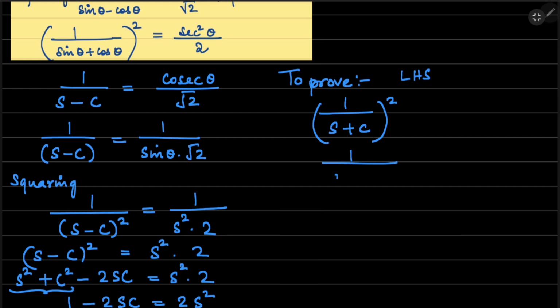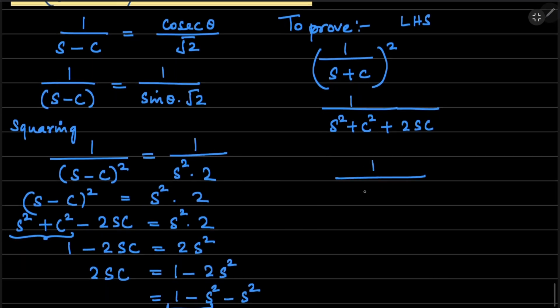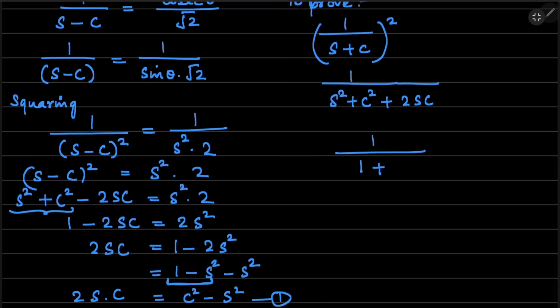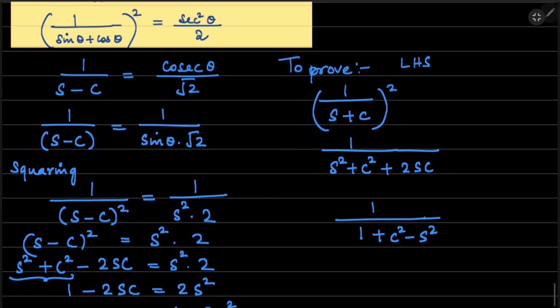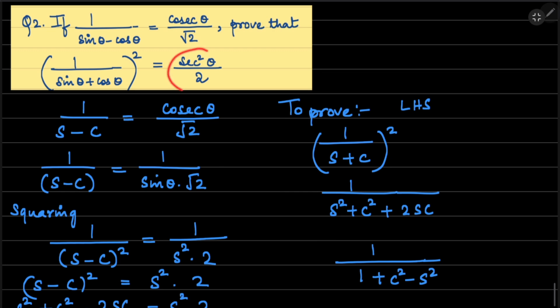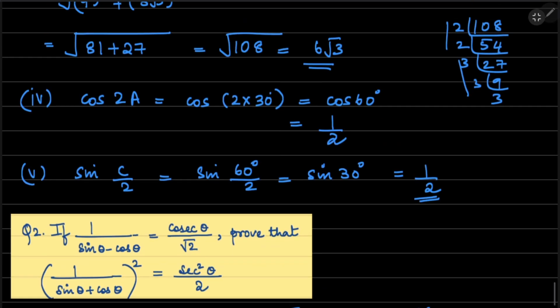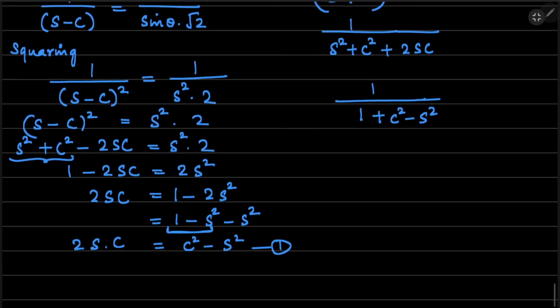So this is nothing but 1 divided by sin square theta plus cos square theta plus 2 sin theta cos theta. So what is this? 1 divided by 1 plus, in place of 2 sin theta cos theta, I'm going to write cos square theta minus sin square theta. Now, what we need is in terms of cos square theta. So I am going to convert the sin square theta into 1 minus cos square theta.